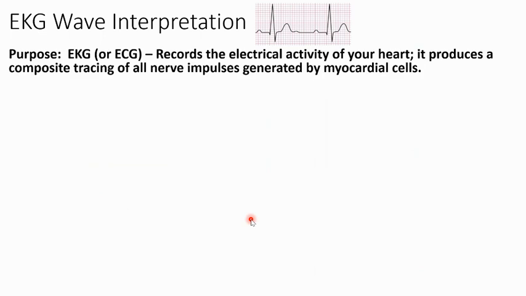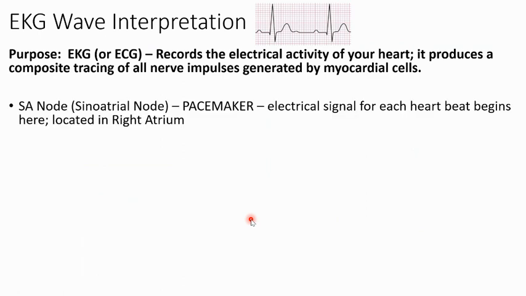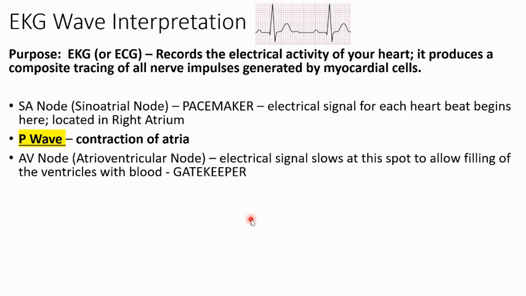So when we're looking at the EKG wave, it produces a composite tracing of all the nerve impulses generated by those myocardial cells. Those are going to be your cardiac muscle cells that are going to be found in the myocardium, the middle layer of the heart. So, like we said previously, the sinoatrial node, also known as the SA node, is the pacemaker. The electrical signal for the heartbeat begins here, and it's located in the right atrium. Hopefully you remember the visual from the previous objective. The P wave, during this part of the EKG wave, the atria are contracting.